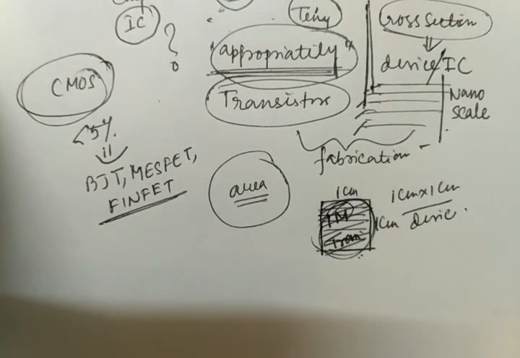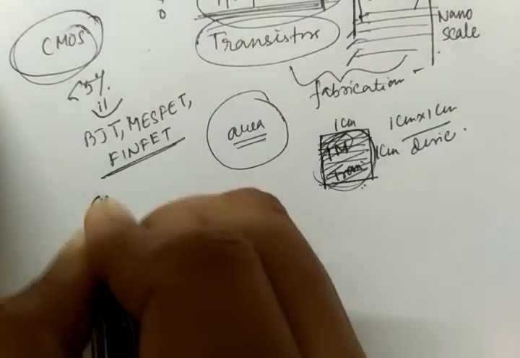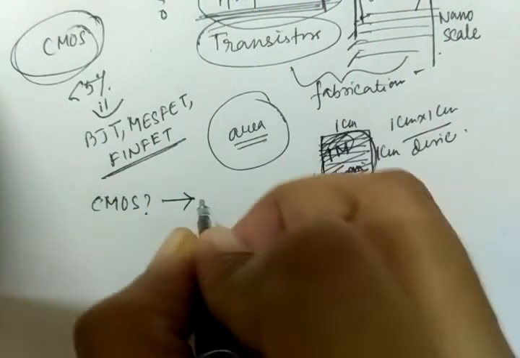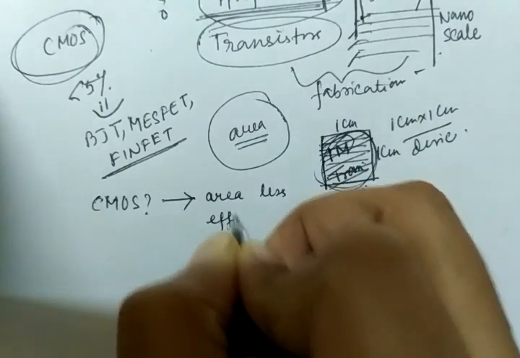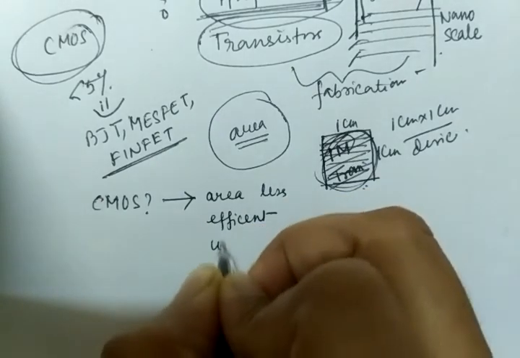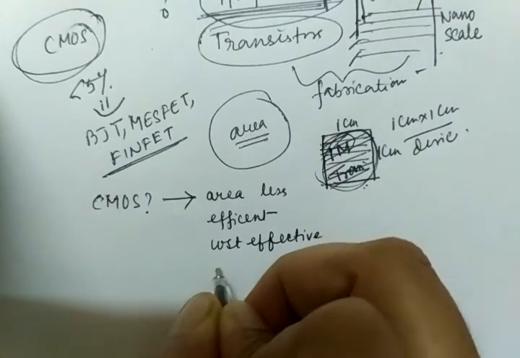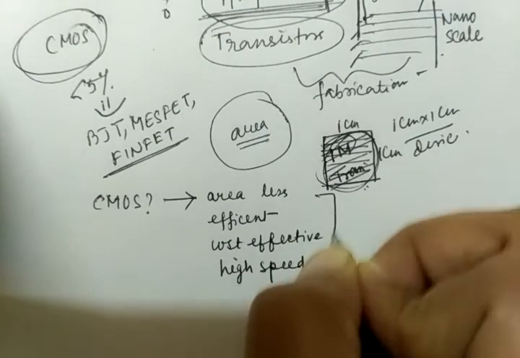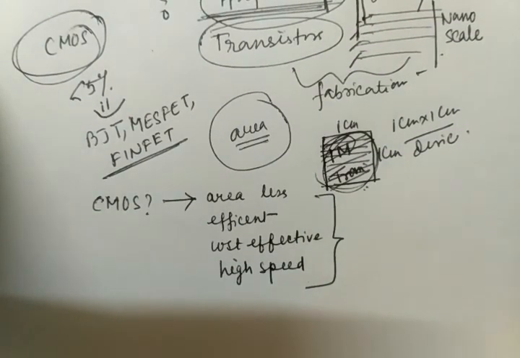And why is it CMOS? I just want to say three points. Because with CMOS, the area requirement is very less, it is efficient, cost effective, and high speed. So many advantages and parameters are there for CMOS, and that's why CMOS is chosen.